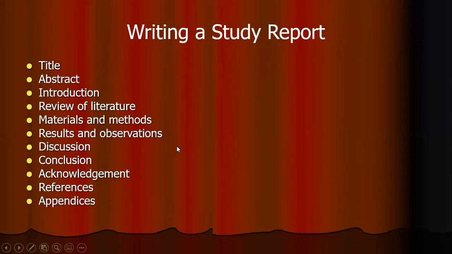We need to write our study report, which can be written under the following headings: title, abstract, introduction, review of literature, materials and methods, results and observation, discussion, conclusion, acknowledgement, references, and appendices.